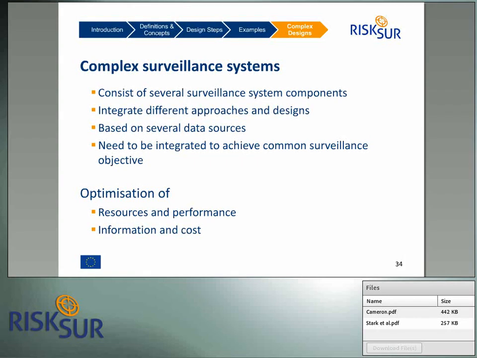In this last part of the lecture, I would like to discuss surveillance challenges as they occur in the real world. Surveillance in practice tends to be more complex than envisaged in theory. There will often be more than one surveillance activity, using different approaches and designs. Data sources may be very diverse, and many pieces of information need to be integrated to address a joint objective. At the same time, resources are limited and costs need to be minimized while assuring quality.